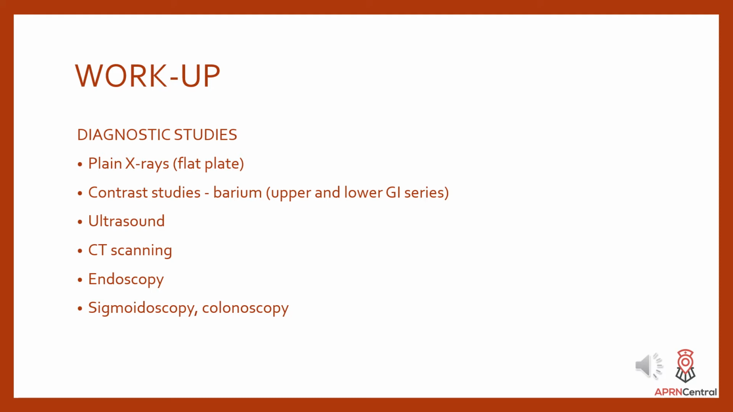CAT scan, we do use this often. You may do a CAT scan to rule out that appendix if the ultrasound was inconclusive. Endoscopy, that's an actual visualization of the GI tract going from the top down, and then the sigmoidoscopy or colonoscopy is when they look at the lower aspect of the GI tract and are able to visualize the bowel.